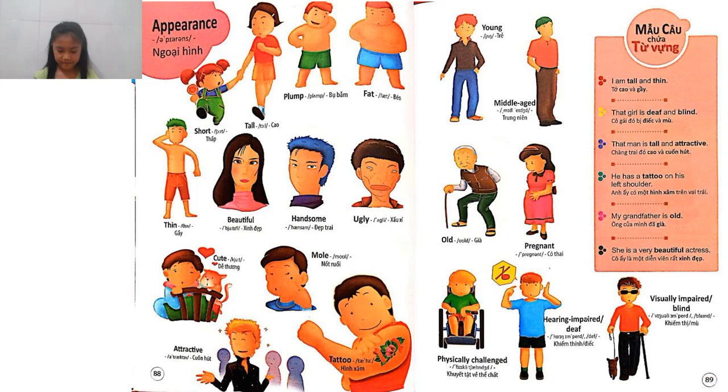Guys, my name's Minhua. Today I'm going to be talking about appearance. Well, what is appearance? Appearance is how a person looks or how they affect others. So let's see some words that we use to describe a person's appearance. Okay?